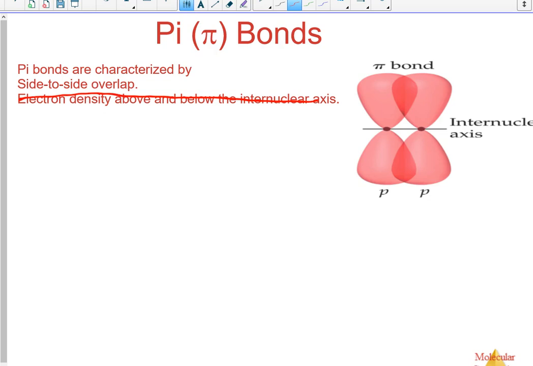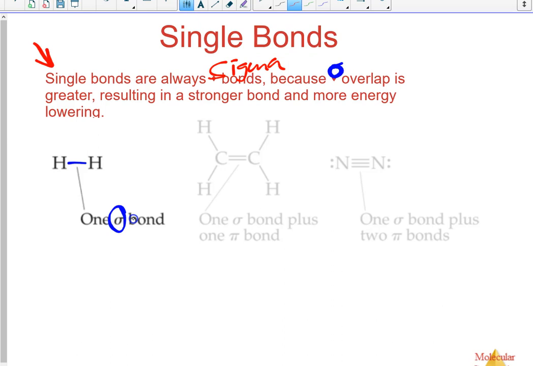Okay. Now, the most important thing you need to know is the following. Single bonds are always sigma. Now that's convenient because they both start with S. Single bonds are sigma bonds because sigma overlap is greater, resulting in stronger bond and more energy lowering.